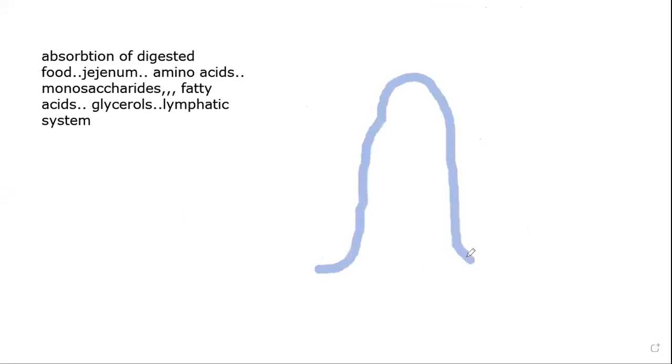Now, this is the villus. This is the villus, and this villus has small sizes of extensions which are also called microvilli. These microvilli are going to increase the surface area for absorption.